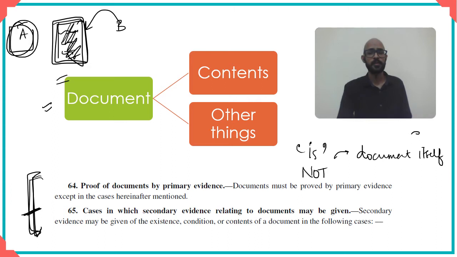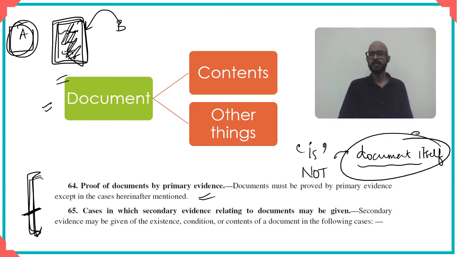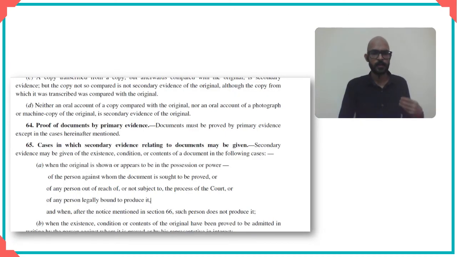Ideally, we want primary, which means we want the document itself. But in some cases, it is neither possible, or maybe it is not practicable, not feasible, and therefore secondary evidence is permitted. Now let us look at section 65. It's a long section, so I'll scroll you through it so that you can get an idea of what is given in section 65. We will see the various cases in which secondary evidence is permitted. Basically, this deals with cases in which it is hard to get the original.